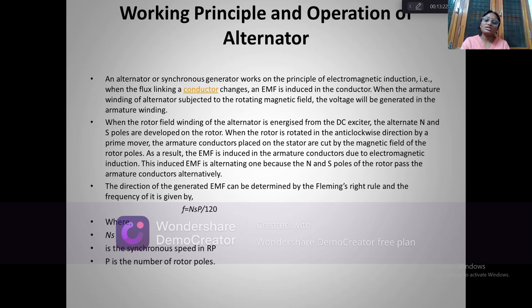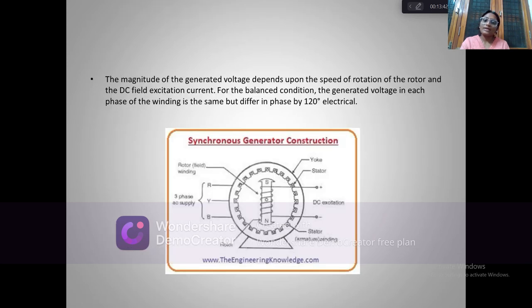The frequency of it is given by f = Ns × P / 120, where Ns is the synchronous speed in RPM, like revolutions per minute, and P is the number of rotor poles. The magnitude of the generated voltage depends upon the speed of rotation of the rotor and the DC field excitation current. For the balanced condition, the generated voltage in each phase of the winding is the same but differs in phase by 120 degrees electrical. Here you can see the detailed construction of a synchronous generator.